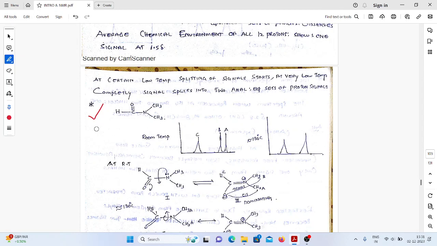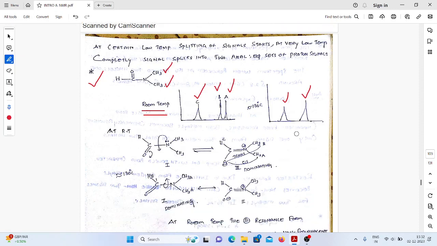N,N-dimethylformamide. In interviews, people will ask you to explain whether these two methyl groups are chemically equivalent or chemically non-equivalent, and how many peaks we can observe. This is a very important question, so everyone should remember. At room temperature, we identify three signals. At a higher temperature, we identify two signals. And why? What is the reason?